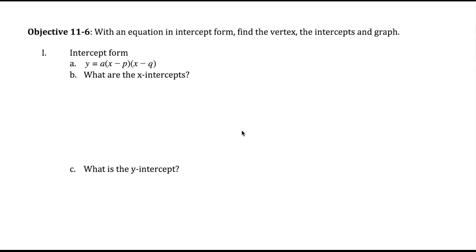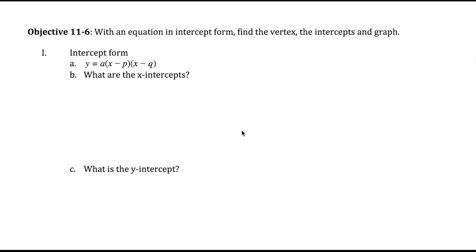All right, everybody. Today we are going to take a look at intercept form, and from that form still find all of the stuff that you need to make an accurate graph of a parabola. So intercept form is given to you there. It's y equals a times x minus p times x minus q.